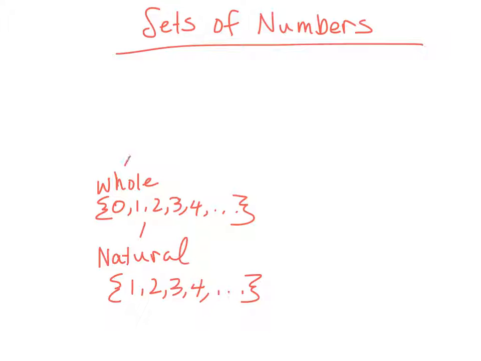Now, all whole numbers are also integers. Do you remember what we pick up with integers? Negatives. You get negatives, but you still don't get any fractions or decimals. So the pattern goes like this: negative 3, negative 2, negative 1, 0, 1, 2, 3.